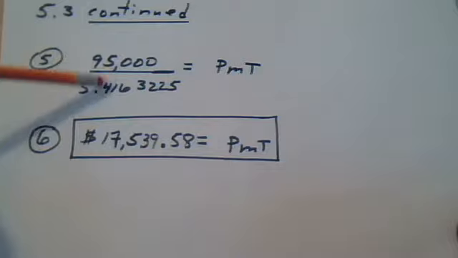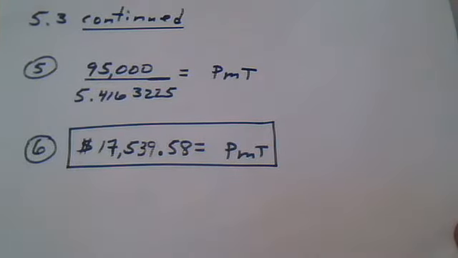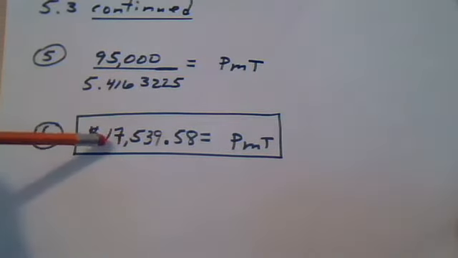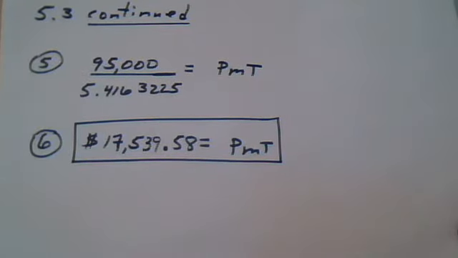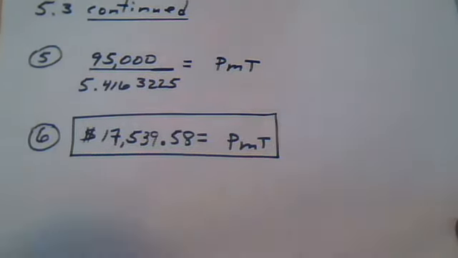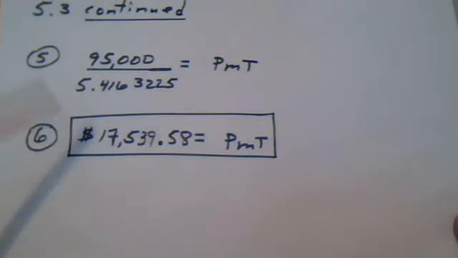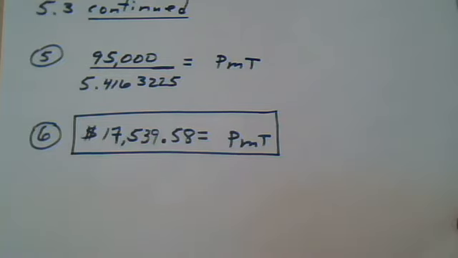Finally, we simplify, and therefore, to be able to achieve $95,000, the future value, I should be making deposits of this size twice a year for 2.5 years.